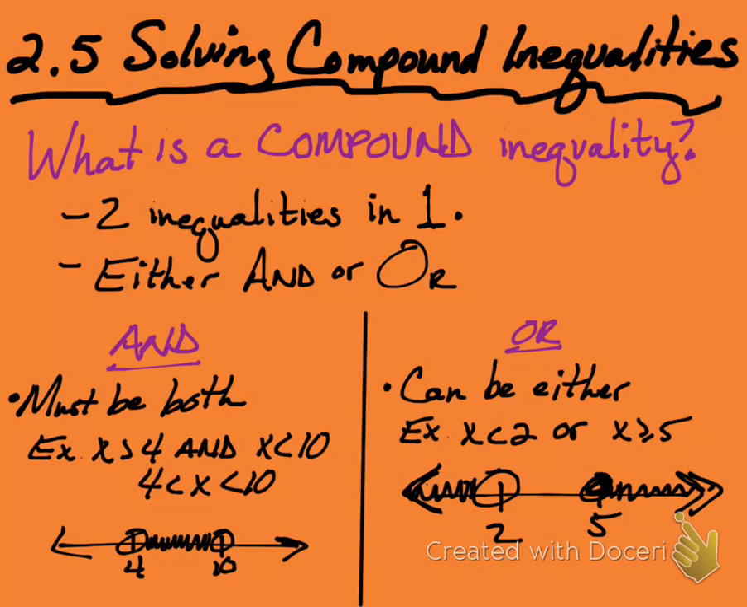The "or" inequality can be either one. So like this, x is less than 2 or x is greater than or equal to 5. It can be a number down here, 1 or 0 or negative 12, or it could be a number up here like 5 or 19 or 36 and a half, anything like that up here. Okay? So those are our two main types. Let's do some problems.